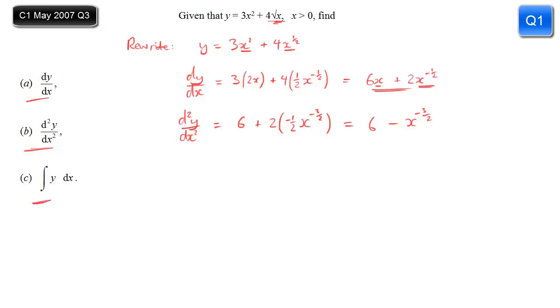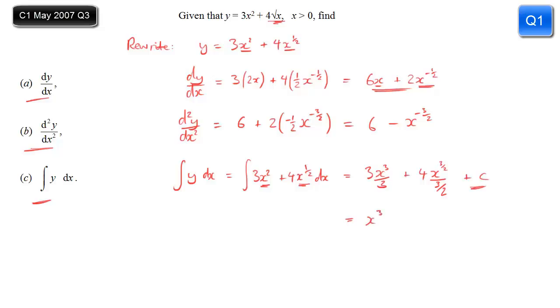Finally, we're going to find the integral of y with respect to x. So we're integrating the same thing that we've just differentiated. So the integral of 3x squared plus 4x to the power 1/2 with respect to x. First of all, we have 3 lots of, and if you increase the power by 1 and divide by the new power, x cubed over 3. Next we have 4 lots of, well, again, increase the power by 1, we get x to the power 3 over 2, and divide by that power, so divided by 3 over 2. Don't forget plus c. You lose a mark without that.